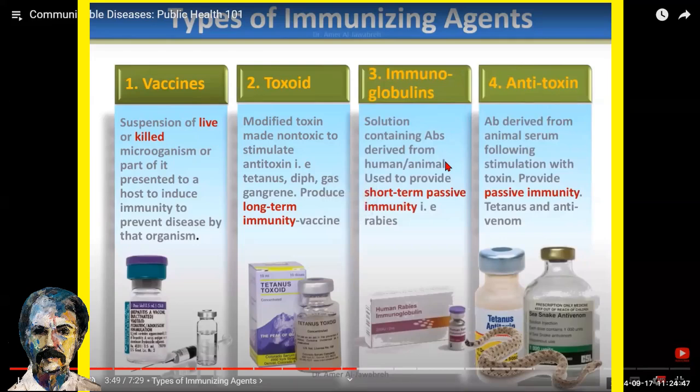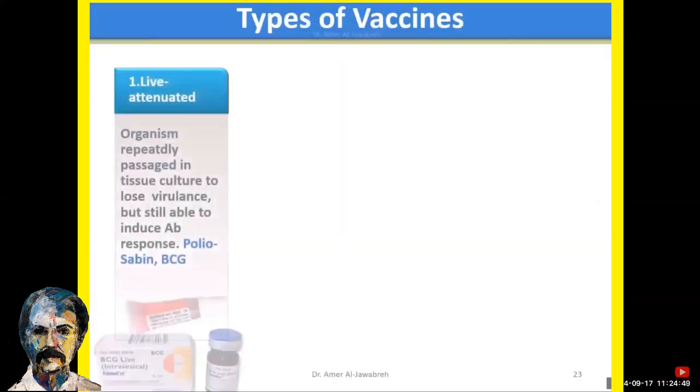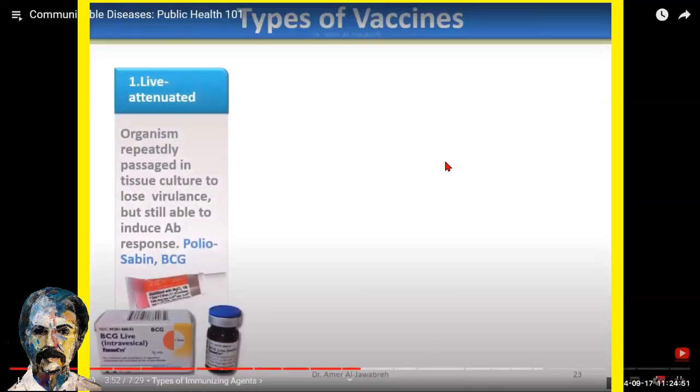Anyhow, let's continue. These are the immunizing agents. Now we go to the vaccines, which are part of the immunizing agents. Live attenuated: the organism is prepared by repeated passages or repeated cultures. You know, in microbiology, culture, 24 hours on a plate. After 24 hours, you take just one colony and subculture on a new plate. After 24 hours on a third plate, and so on.